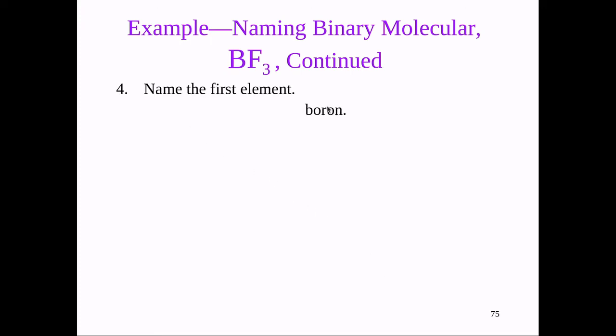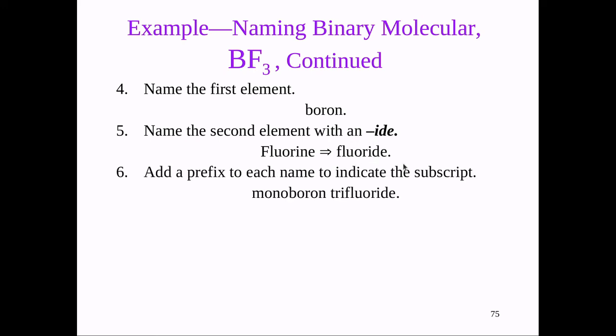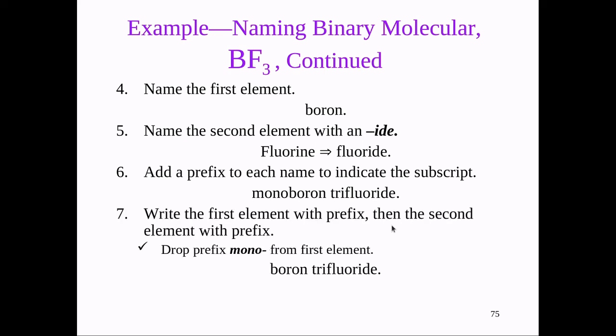First, we're going to name the first element. It is boron. Then we're going to name the second element. It is fluorine, but we replace the ending with the "ide." We can add prefixes to name the indicated subscript, so it would be monoboron trifluoride. But in practice, we're going to drop the mono and just call it boron trifluoride.